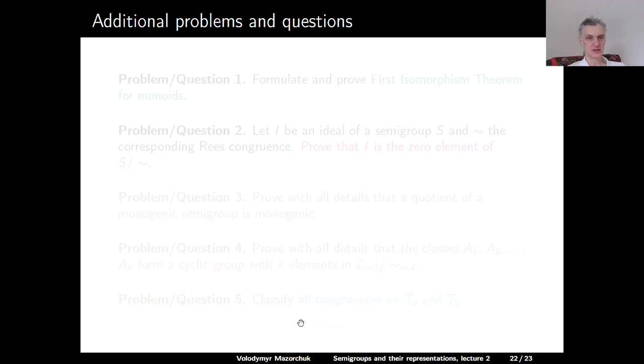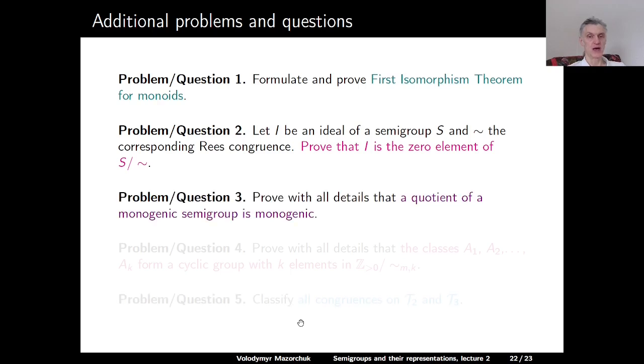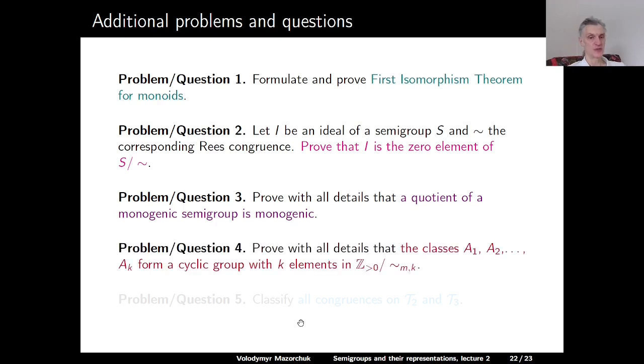Some additional problems and questions at the end. Problem 1: formulate and prove the first isomorphism theorem for monoids. Problem 2: let I be an ideal of a semigroup S and tilde the corresponding Riesz congruence. Prove that I is the zero element of S modulo tilde. Problem 3: prove with all details that the quotient of a monogenic semigroup is monogenic. Problem 4: prove with all details that the classes a_1, a_2, and so on, a_k form a cyclic group with k elements in the quotient of the additive semigroup of all positive integers by tilde m,k.